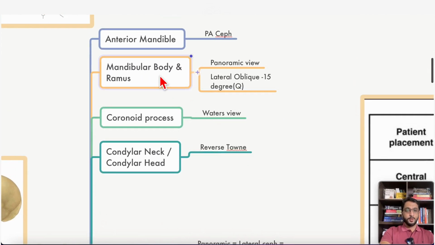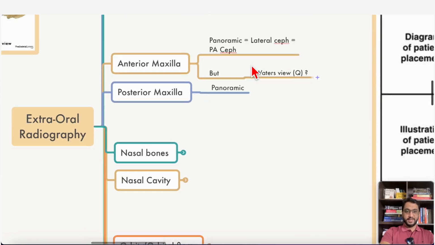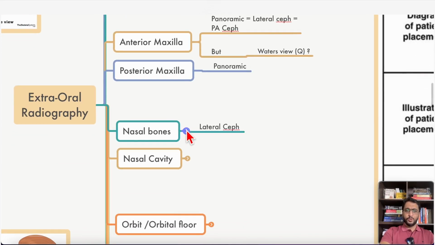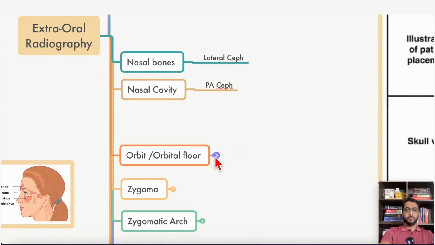Please note, your mandibular body is also visualizable in your panoramic view, anterior mandible in your PA view. Now lateral ceph, PSF, we already studied. Nasal bone, lateral ceph; nasal cavity, PSF, we studied. So lateral ceph for nasal bone and anterior maxilla, PSF for nasal cavity and anterior maxilla. Same thing. Now orbital floor, we said it, you look up, you see this. Orbital floor and all, Waters.